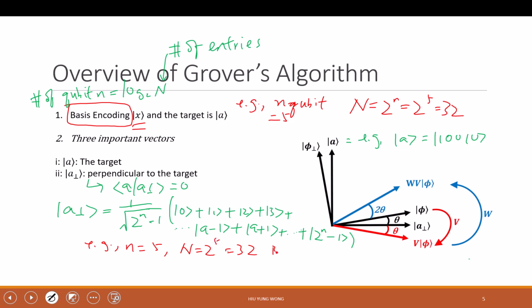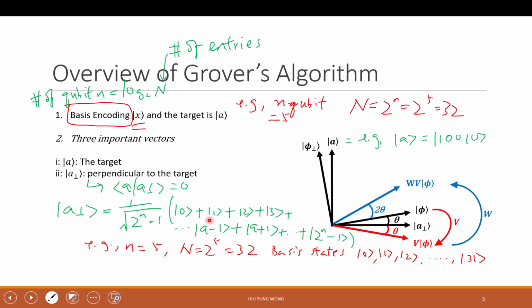Right? So the basis states go from 0 to 1 to 2 all the way to 31. Make sense? But now I write it in decimal, right? You need to convert into 5-bit binary. Okay? And one of them is 10010.